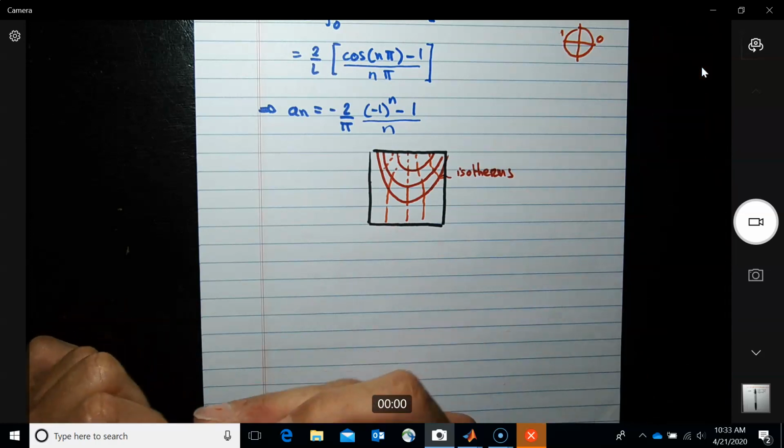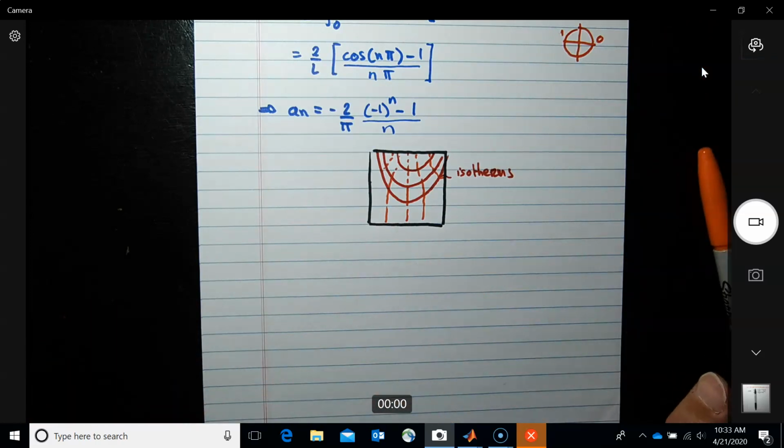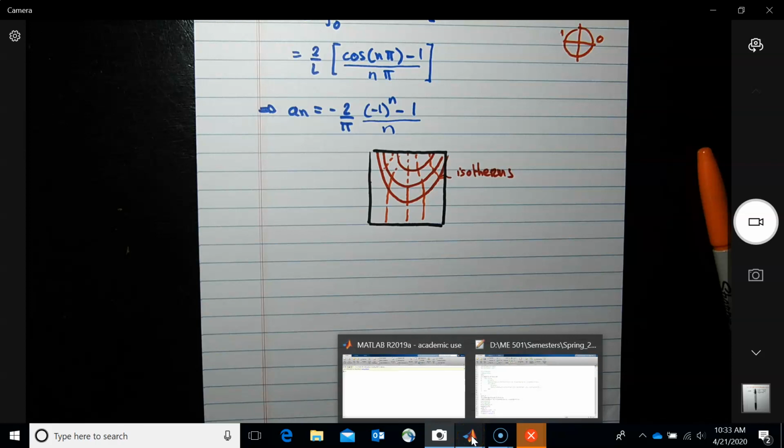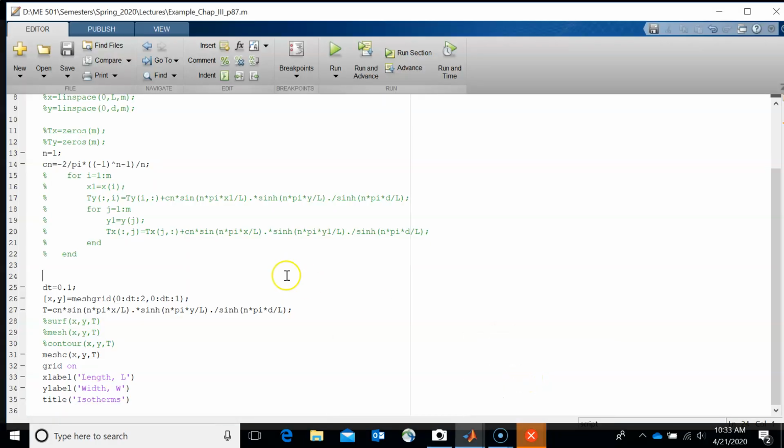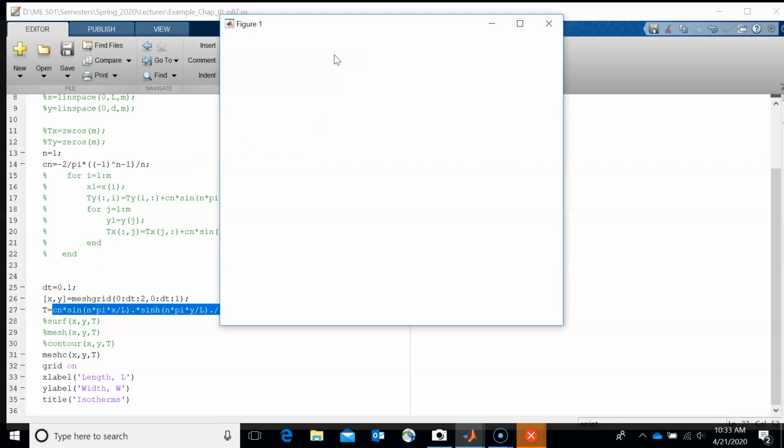So just to show you what the temperature distribution would be, I did a little MATLAB code. I just programmed the solution. Basically you see this is the solution, c sub n, sin(n pi x) with the sinh and sinh. And the other thing I do here is put a time step of 0.1. So let's see what happens, and then we can make it smaller.